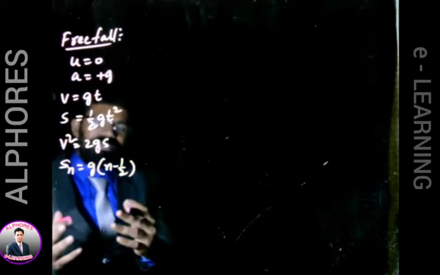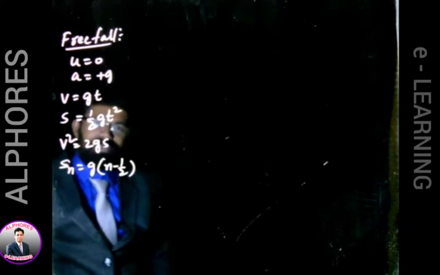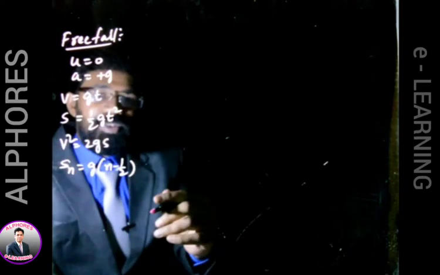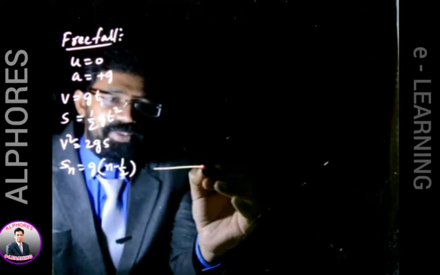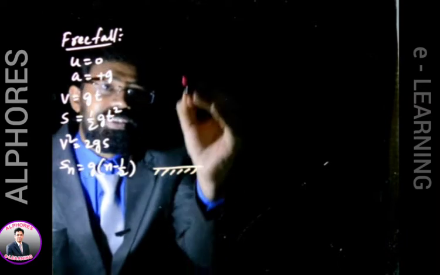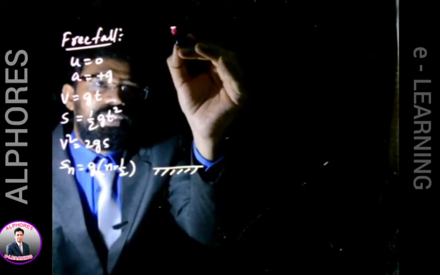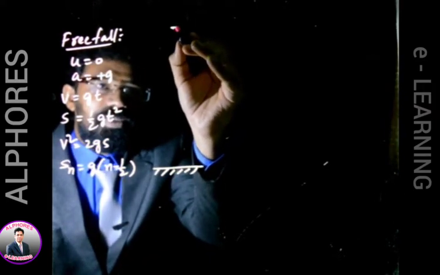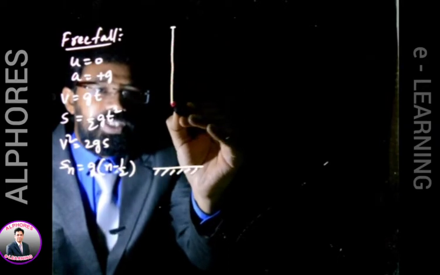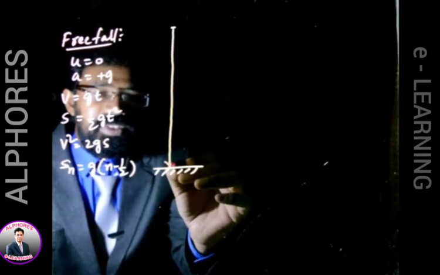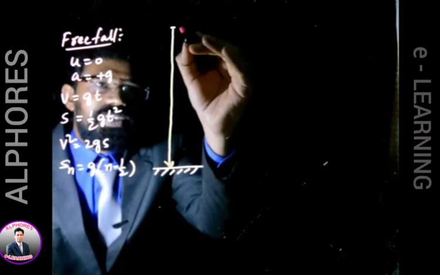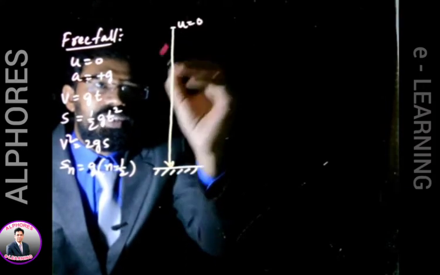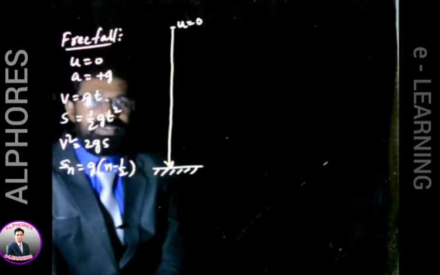Based on these equations, let us discuss a few possibilities. I'll describe one situation. Let us say this is the surface. Somewhere from here, let us say a body is dropped. We don't know at what height it is located. If the body is dropped from this point, it travels along this straight line and reaches the surface, isn't it? Since it is dropped, the initial velocity will be 0.